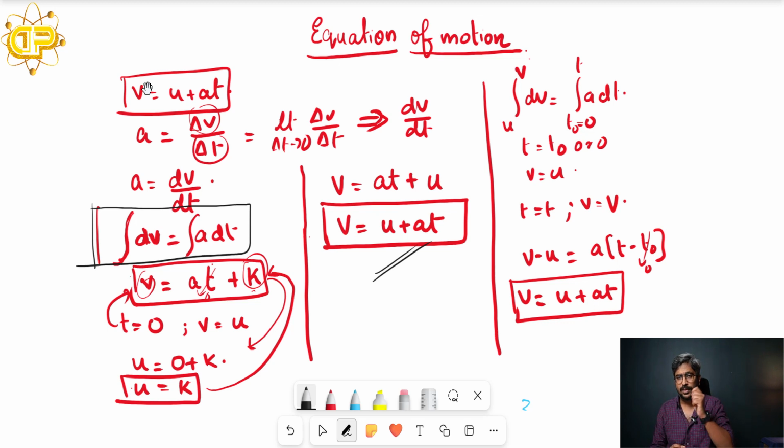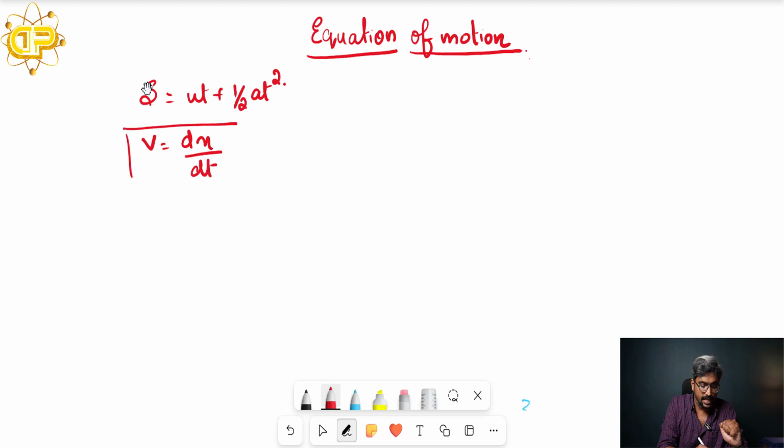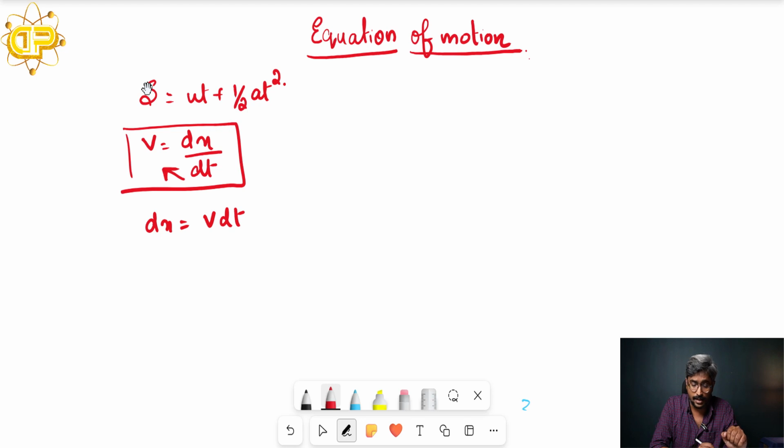the equation more clearly. Now coming to the second equation of motion, that is s is equal to ut plus half at square. Here in this equation, we are just taking the basic equation, that is v is equal to dx by dt. So we know that velocity is the rate of change of displacement. So here v is equal to dx by dt. From there, I am just writing dx is equal to v dt. Okay, you can write that, right? Just rearrange and you will get it.